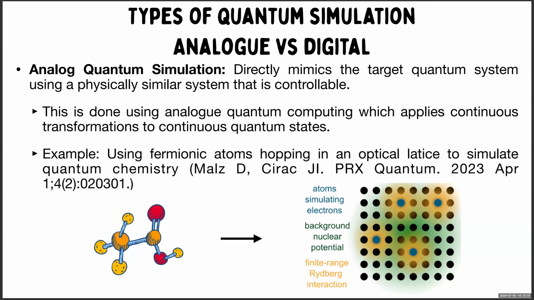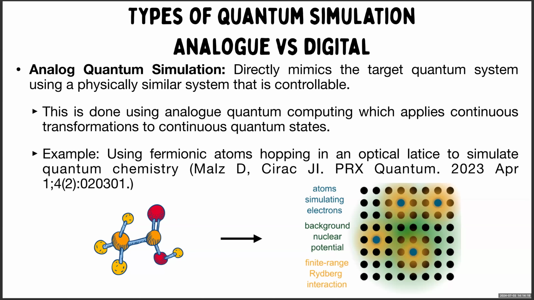So I should mention that I've only discussed quantum simulation so far. It is a broad field, and it comprises two different types of quantum simulation. So you get something called analog quantum simulation and digital quantum simulation. Analog quantum simulation directly mimics a target quantum system using a physically similar system that can be controlled. And you can also read about something called analog quantum computing. The way we do analog quantum simulation is through analog quantum computing, which applies continuous transformations to continuous quantum states. So if you're interested in analog quantum computing, you can Google it and read about it.